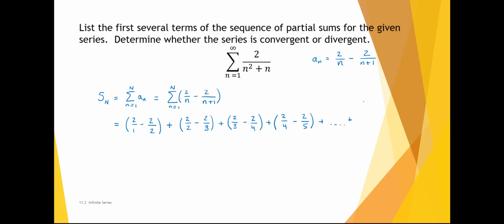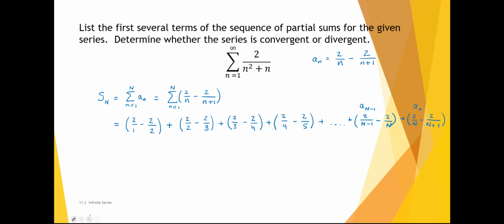This keeps going. I'm going to write out the second to last term. The second to last term is a sub capital N minus 1. So I'm plugging in capital N minus 1 in place of the lowercase n's. We have 2 divided by N minus 1 minus 2 divided by N minus 1 plus 1, which gives us N. And our very last term in the Nth partial sum is a sub N, which is 2 divided by N minus 2 divided by N plus 1.